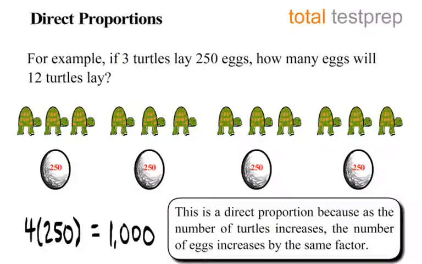This is a direct proportion because as the number of turtles increases, the number of eggs increases by the same factor. So if you multiply the number of turtles by 3, you have to multiply the number of eggs by 3. If you multiply the number of turtles by 4, you have to multiply the number of eggs by 4 as well.